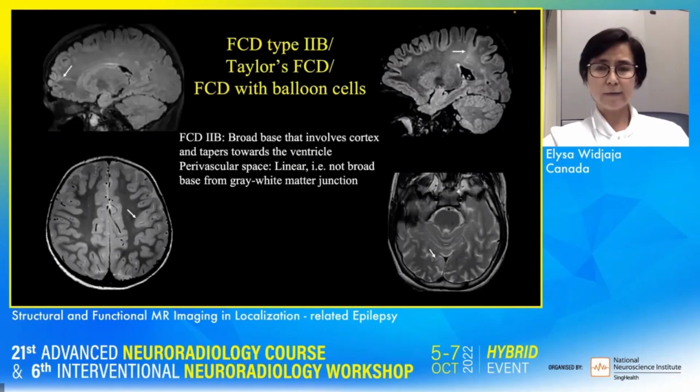Moving on to FCD type 2B, also known as Taylor's focal cortical dysplasia or focal cortical dysplasia with balloon cells. Imaging features include a lesion with a broad base that involves the cortex and tapers towards the ventricle. Contrast this with perivascular space, whereby the lesion is linear, i.e. it is not broad-based, and extends from the gray-white matter junction towards the deep white matter.